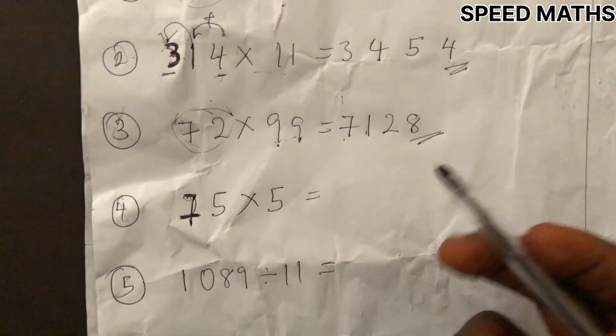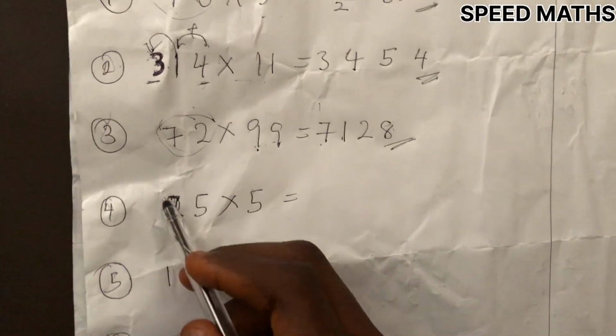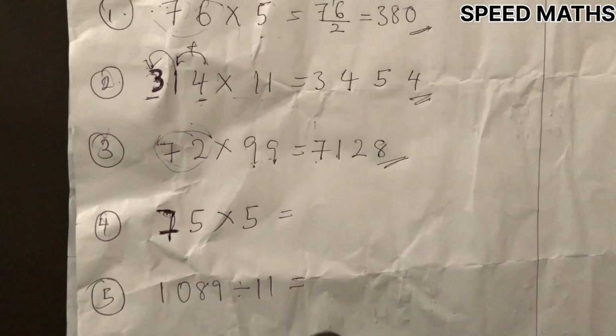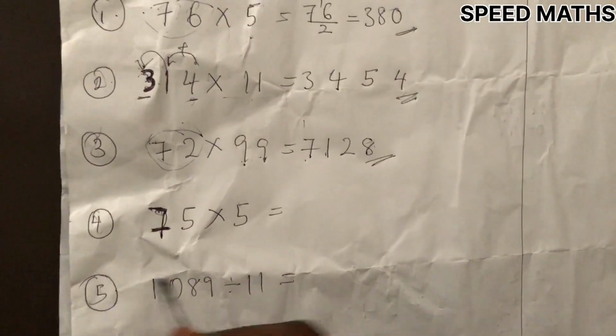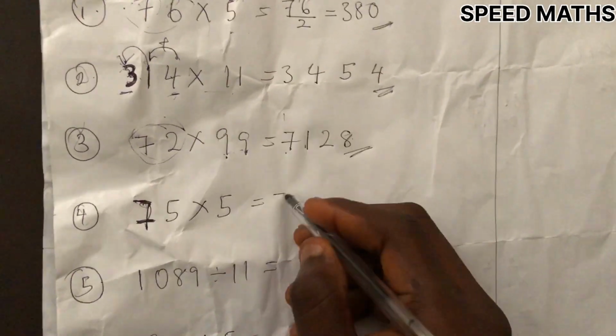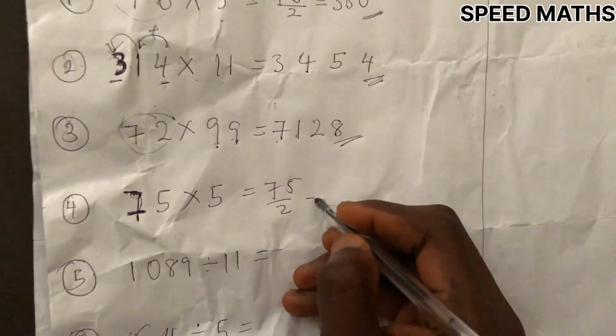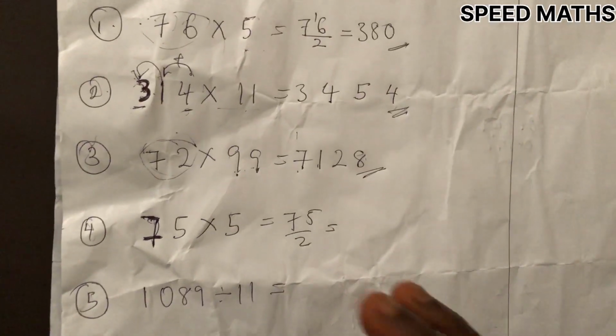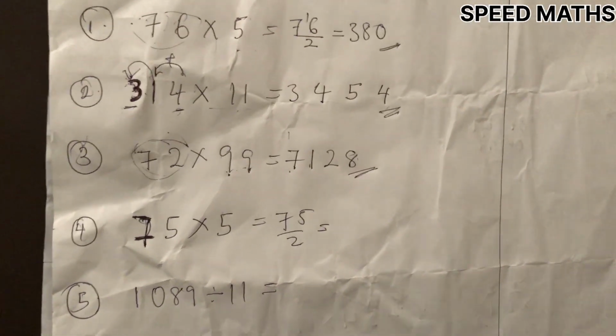So we have 75 multiplied by 5. The reason I have to write 75 is because I want to explain using an odd number. 75 is an odd number. So now I will divide 75 by 2. I know that it's not going to be divided perfectly because there will be a remainder of 1.